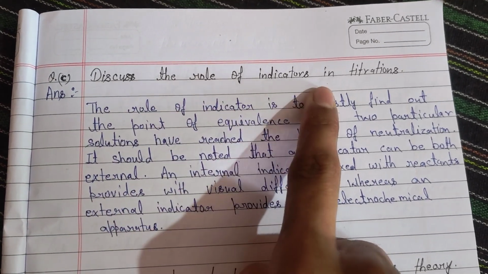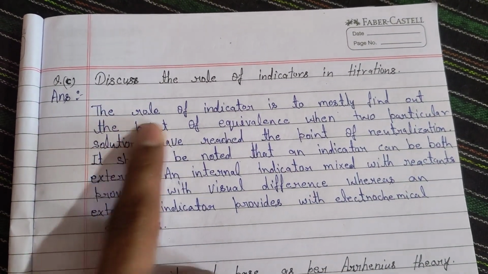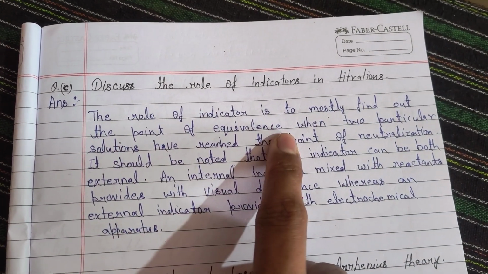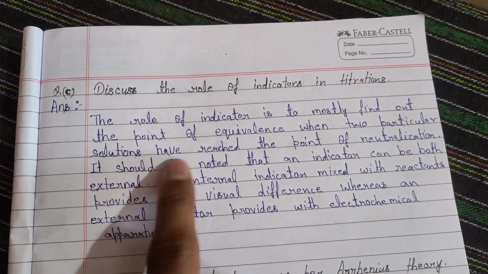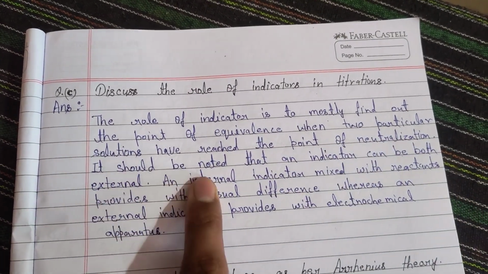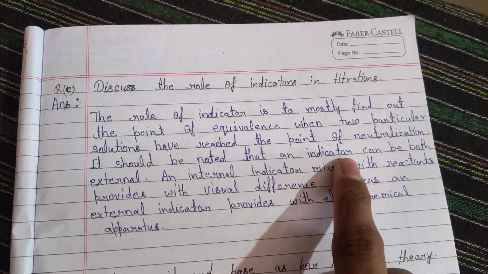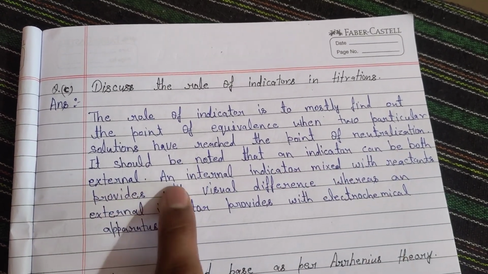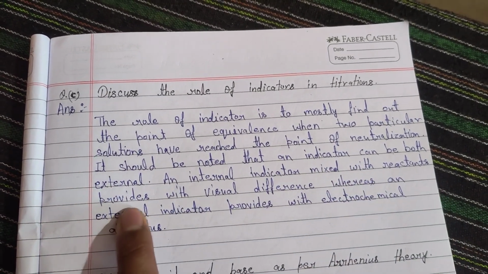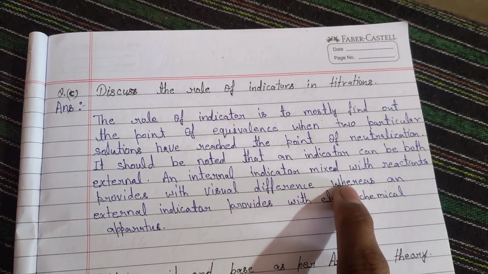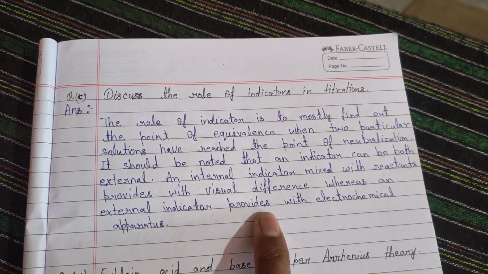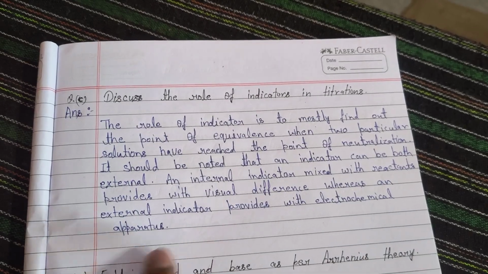Discuss the role of indicator in titration. The role of an indicator is mostly to find out the point of equivalence when two particular solutions have reached the point of neutralization. It should be noted that an indicator can be both external and internal. An external indicator is mixed with the reactant, provided with visual difference, whereas an internal indicator provides with electrochemical apparatus.